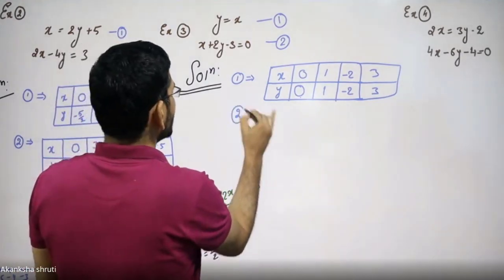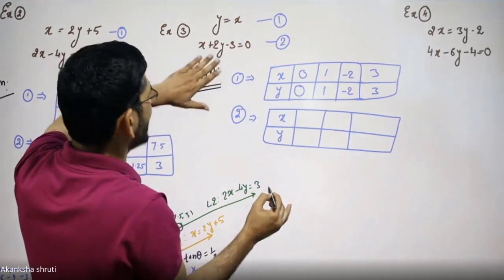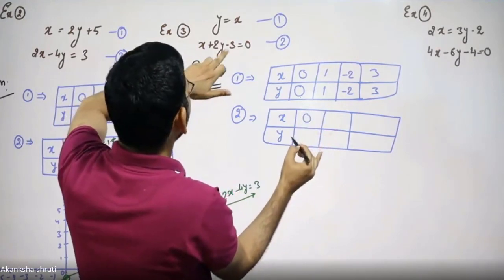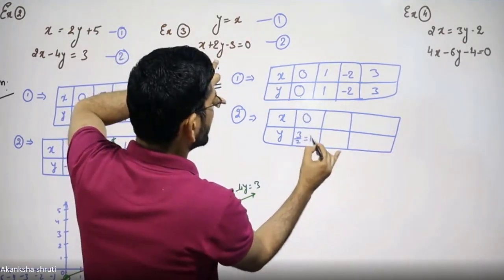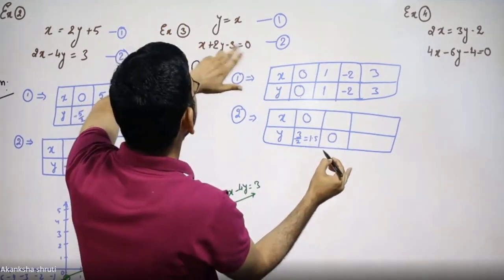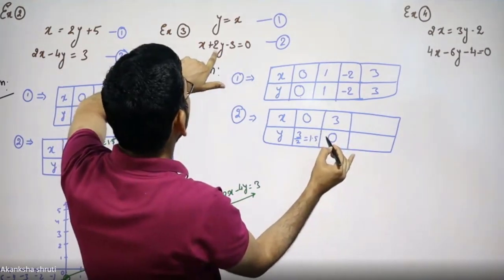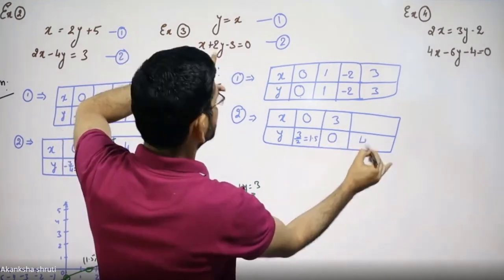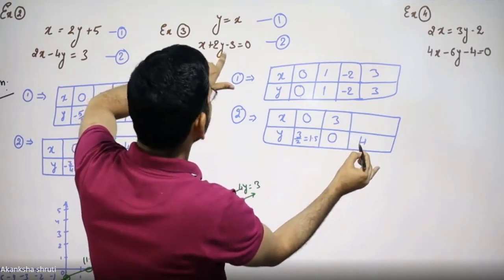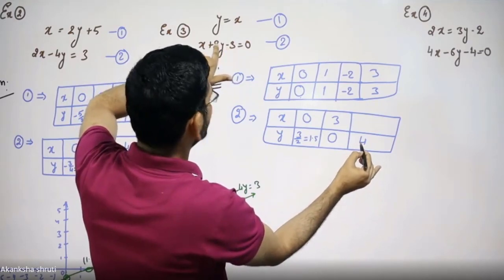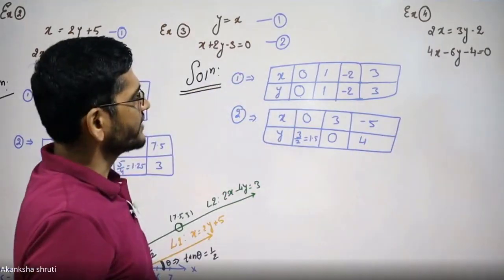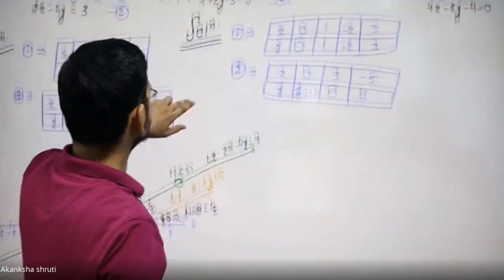Similarly, we have to draw the table for the second. Again, choose the values of x and y. Take the x value as 0. The y value becomes 3 by 2 or 1.5. Take the y value as 0. The x value becomes 3. Let us take the y value as 4. Taking the y value as 4, it becomes 2 fours are 8, minus 3 becomes 5, bringing it on the other side it becomes minus 5. I have deliberately taken it like this. Now we have to plot this. OK student? So plot it.